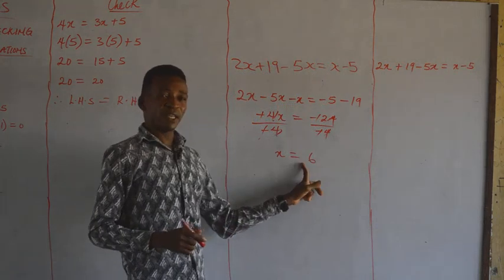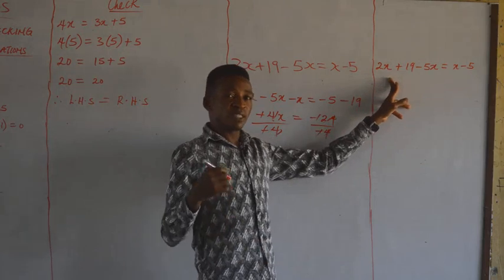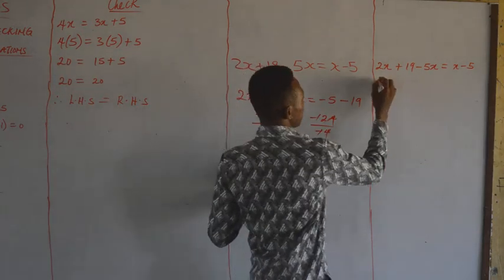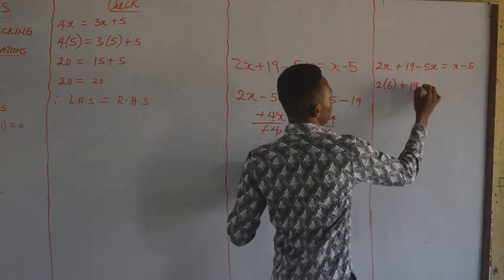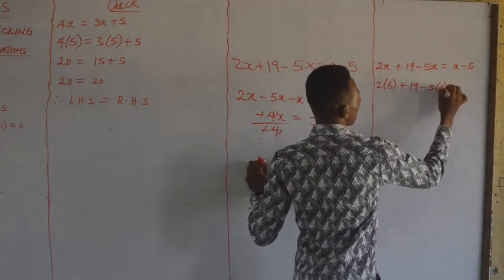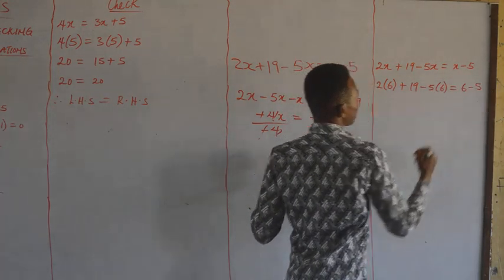And here we have x equals 6. That means anywhere you see x here, you replace it by 6, which is the answer we got. That's 2 into bracket 6 plus 19 minus 5 into bracket 6, everything equals to x, which is 6, minus 5.